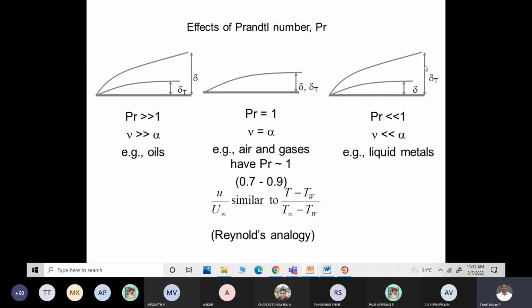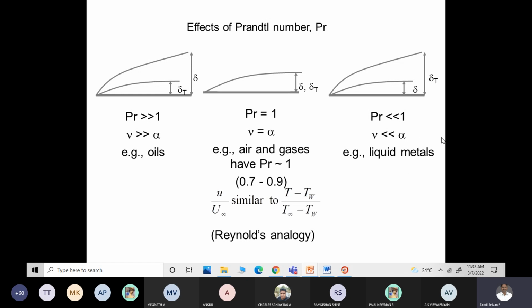Here in case of liquid metals, the liquid metals will be at a very high temperature when compared to the plate. So more heat is transferred to the plate, and from the tube to the water. Water will be flowing outside, and liquid metal will be flowing inside, so that there is more heat transfer. And when we take oils, the velocity boundary layer is higher, and the thermal boundary layer is very less. For air and gases, the thermal boundary layer and velocity boundary layer will remain the same, Prandtl number equal to 1. In case of oils, Prandtl number is very much greater than 1, and in case of liquid metals, the Prandtl number is very much lesser than 1.